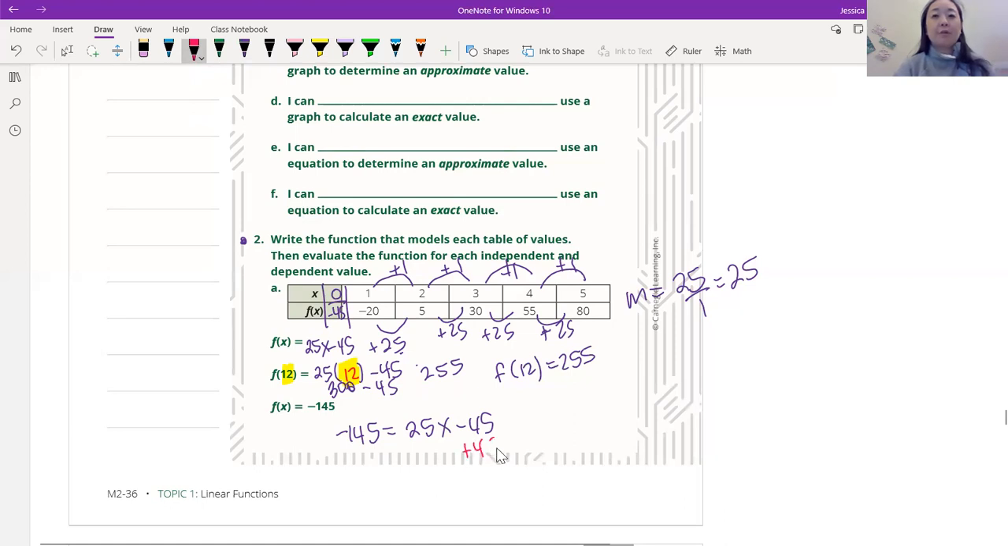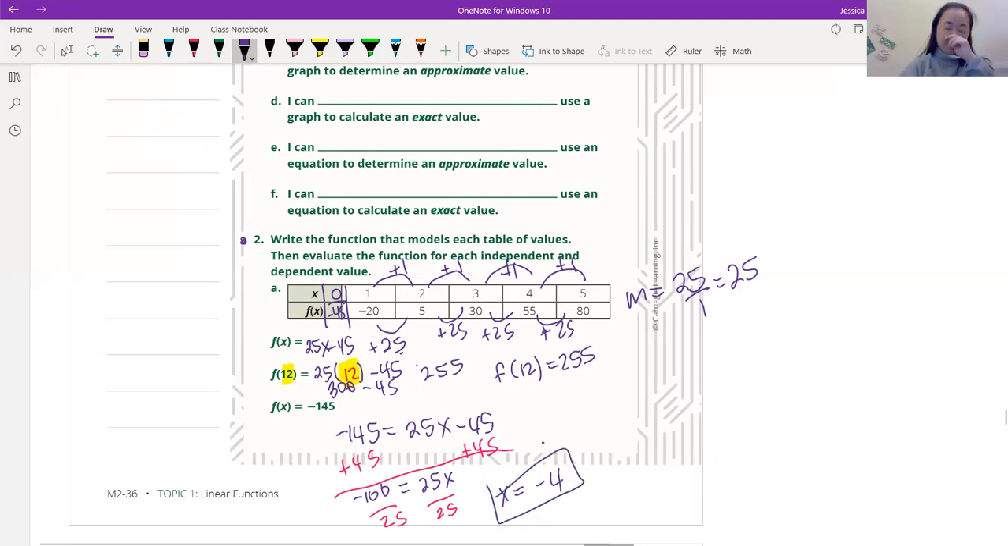So again, we're going to add 45 on both sides. And what do you get? You get negative 100 is equal to 25x. And if you divide both sides by 25, what do you get? We get x is equal to negative 4. All right, so the way we could write that is f of negative 4 is equal to negative 145. Or honestly, if you just say x equal to negative 4, that's fine as well. Either way is okay.